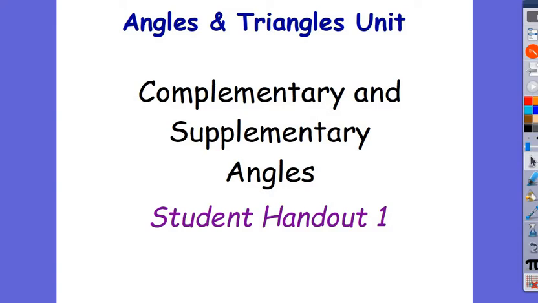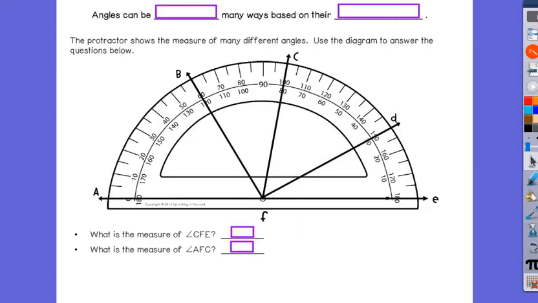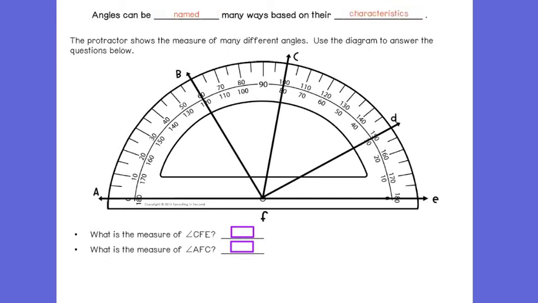Okay. This chapter has a lot of vocabulary words that we're going to look at. We're going to refresh our memory on some words first, and then we're going to talk about complementary and supplementary angles. That's all we're going to get into today. So first, angles can be named many ways based on their characteristics. Following along with me on your paper.